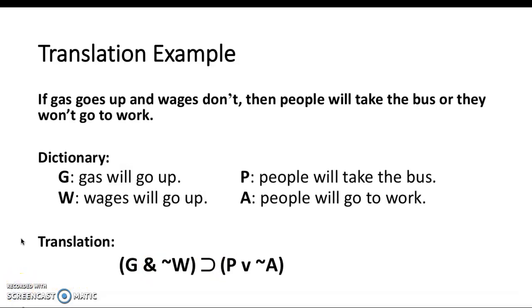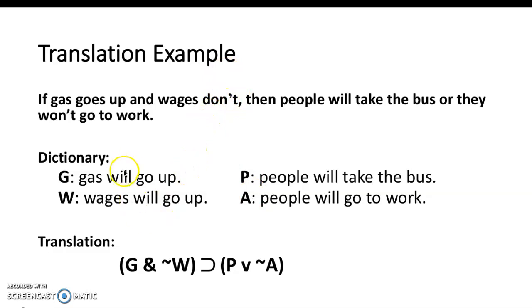Let's look at this more difficult example. So we have, "If gas goes up and wages don't, then people will take the bus or they won't go to work." So here we have a few instances of logical phrases. Again, the first thing to do is to create a dictionary by identifying the simple sentences within the complex sentence here. So here we have 4 simple sentences. I'll let you guys do that work.